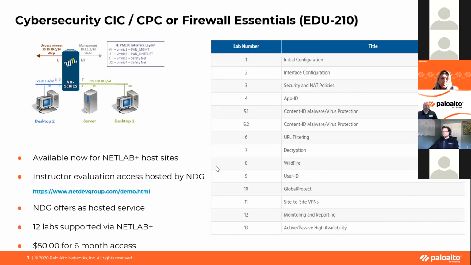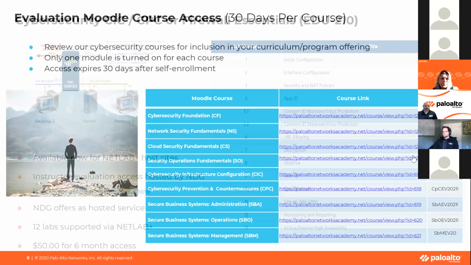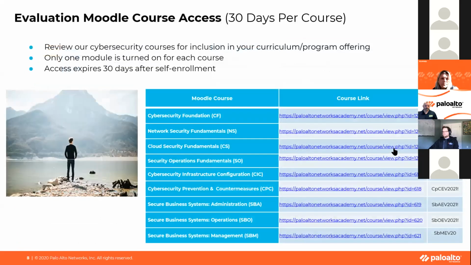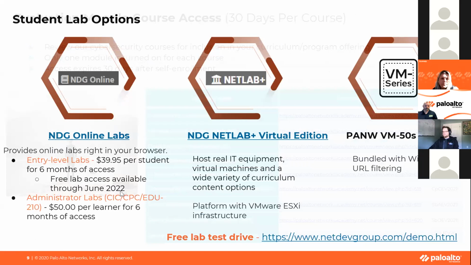And then anybody that's not an academy can create an account on our hosted Moodle site, and you can enroll in our evaluation courses to see 1 or 2 modules of each course. You can get a feel for the curriculum. Then here it talks about the labs. As I mentioned, the entry level labs are free and available through June of 2020. So all you need is a device like a Chromebook and internet access.